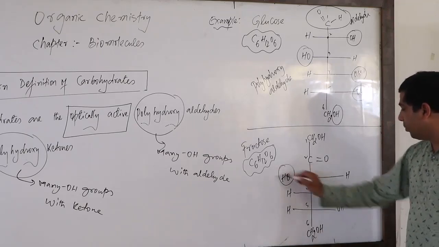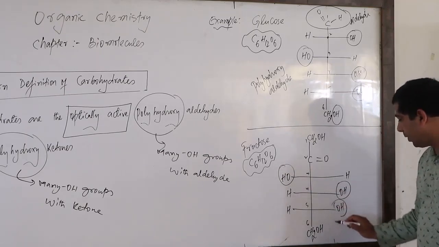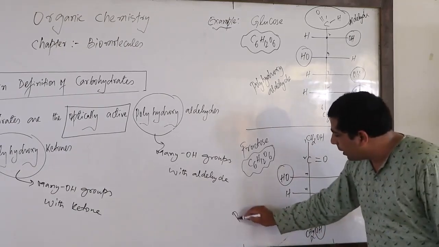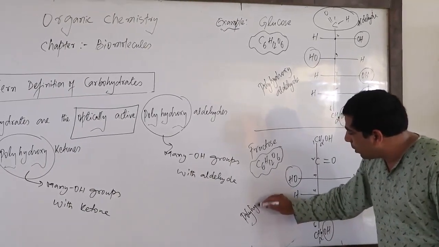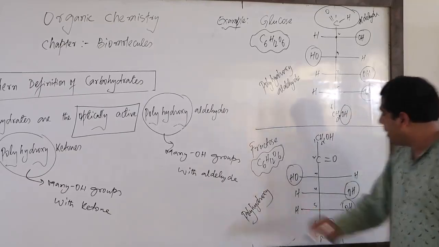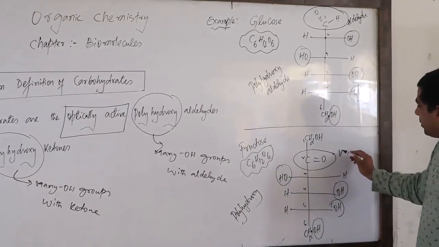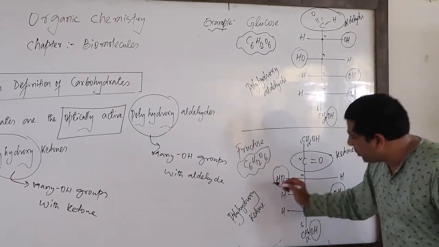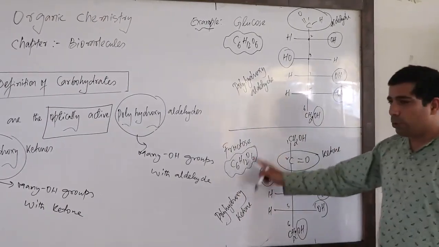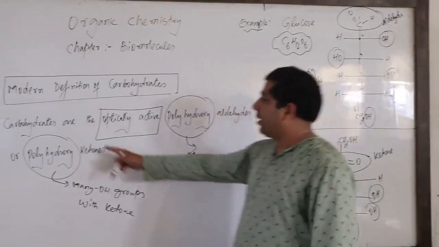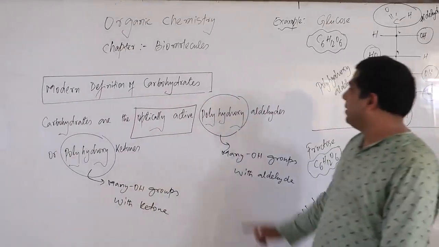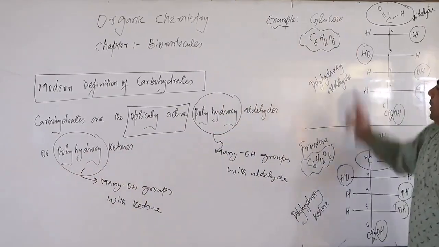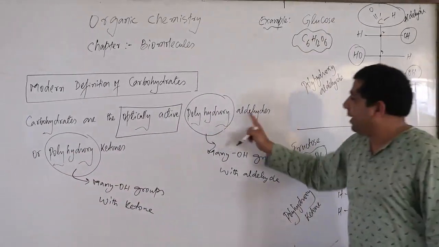So my dear friends, OH, OH, OH, and OH. So many OH groups are there. So we'll call it as polyhydroxy. And it does have a ketone in it. So we can call it as polyhydroxy ketone. So your fructose molecule is also a carbohydrate. That means it is a polyhydroxy ketone. Glucose is a polyhydroxy aldehyde.